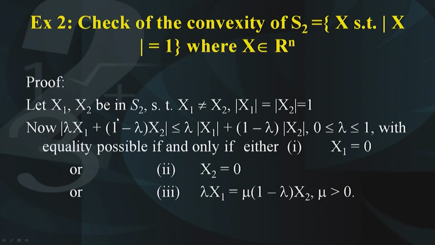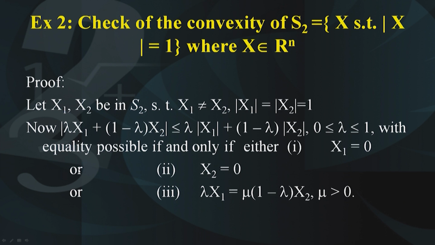It is not convex. Let us take two points x1 and x2 belonging to the set S2. Of course, we have to make sure that both of them are distinct points, that is, x1 should not be equal to x2. Since they belong to the set S2, x1 and x2 both have modulus equal to 1.